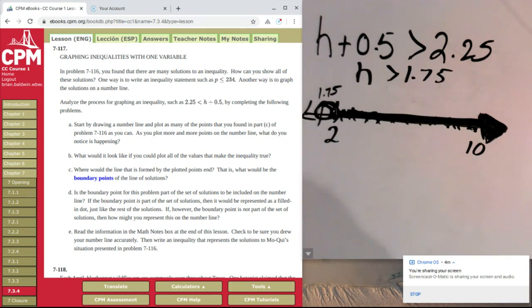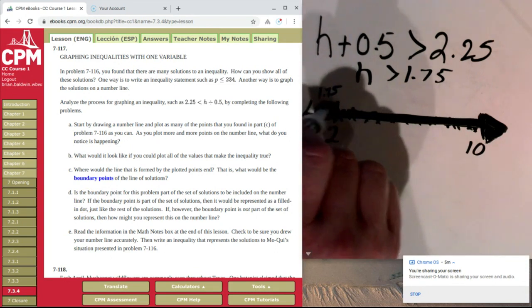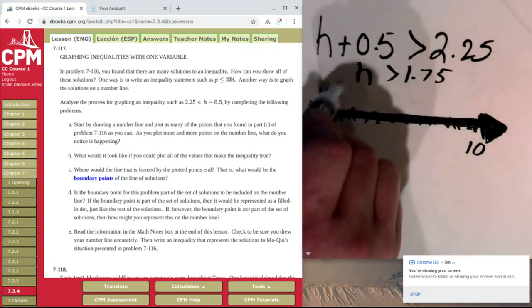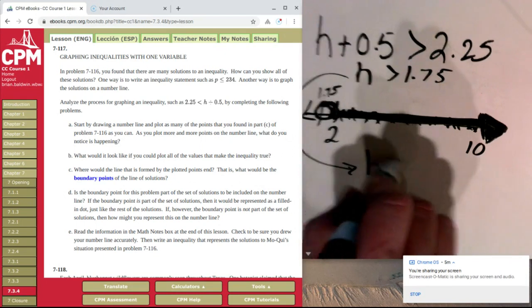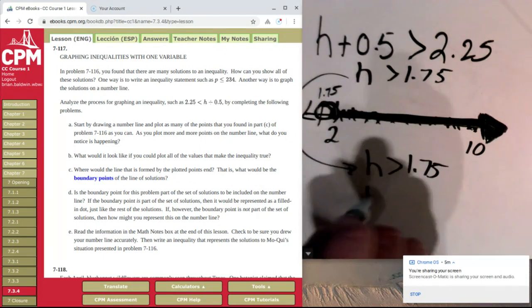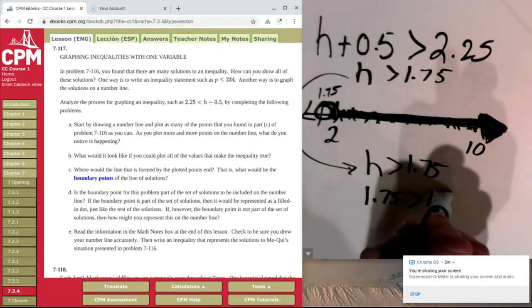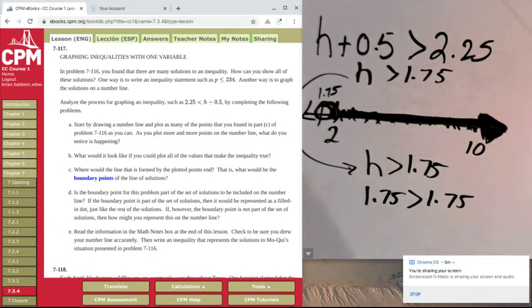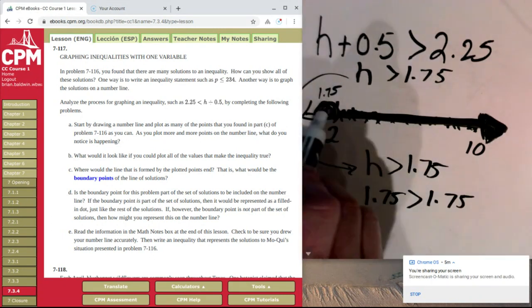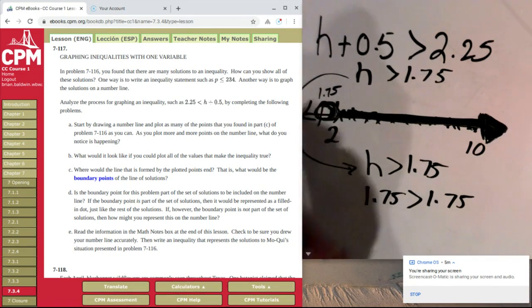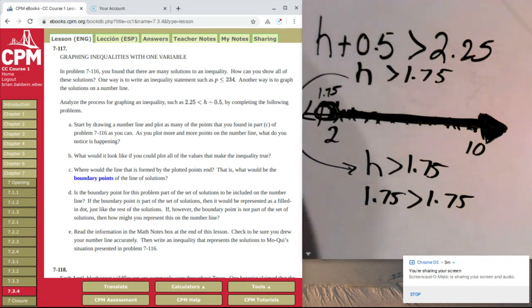So question D reads, is the boundary point for this problem part of the set of solutions to be included on the number line? So we want to know this lower boundary of 1.75, is that part of our answer? And we talked about if we plug that in here, is 1 and 75 hundredths greater than 1 and 75 hundredths? The answer would be no. It's not greater, it's actually equal to. So this circle that we plotted here is not part of our answer. So we're going to leave that as an open circle.